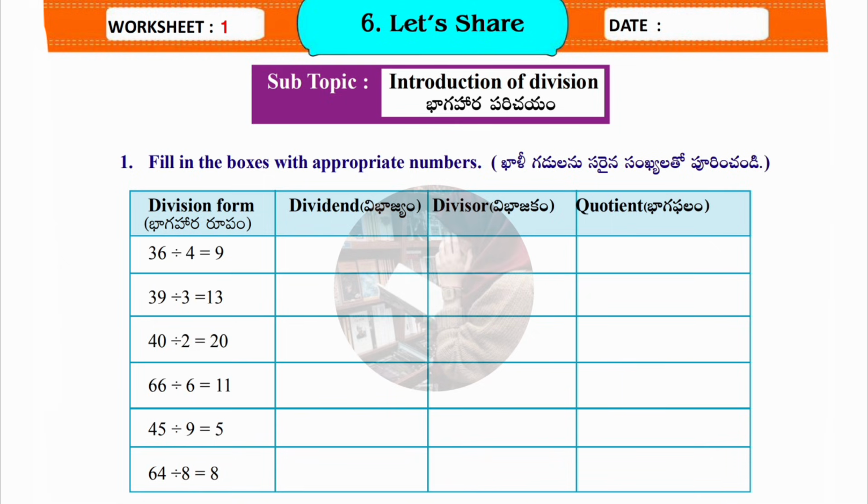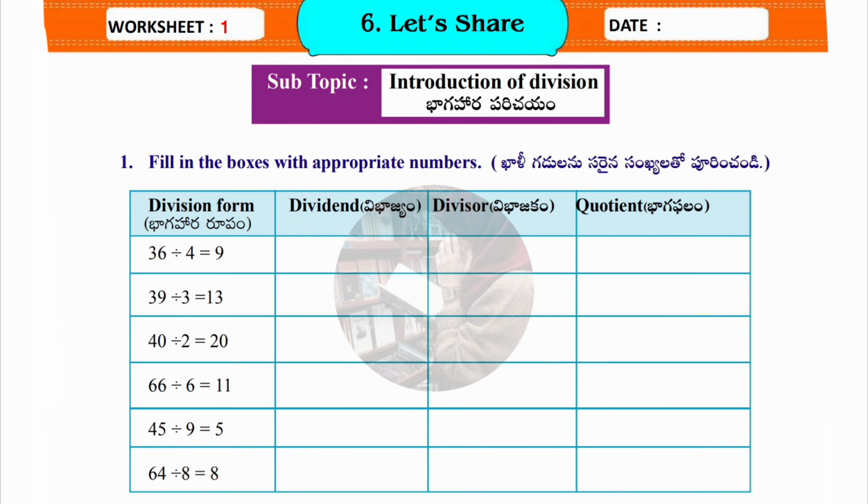So here in the worksheet number 1 we have given the topic introduction of division. Okay, let's see. First Roman is fill in the boxes with appropriate numbers. Okay guys, here we have given one box which has 4 columns. First column is division form, second column is dividend, next column is divisor, and last column is quotient.